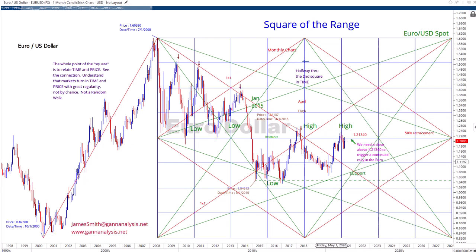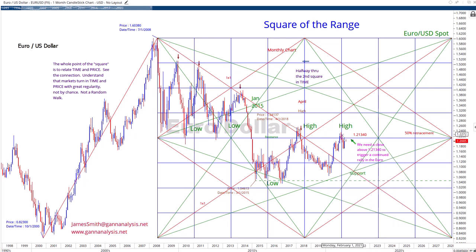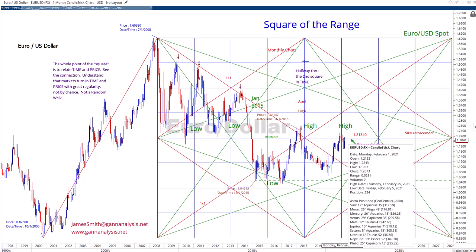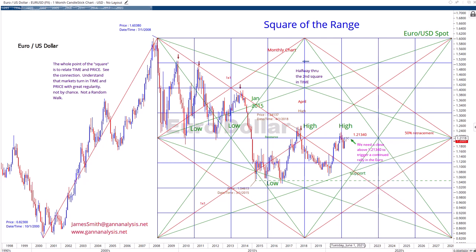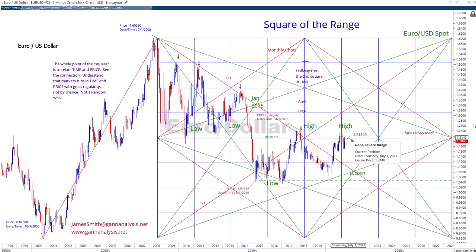Now, it would have been great if we'd bounced off this line, but yeah, you got close to it. Now, what's interesting, you blew right through the 1 by 1, which gave you that ferocious rally in the euro. And we're now 5/8 of the distance through the square in time. So 1, 2, 3, 4, 5. And we're actually below the 50% retracement in price. So 1.21340 is the 50% mark. Until you get above that, you don't have a trade, at least not from a Gann perspective.